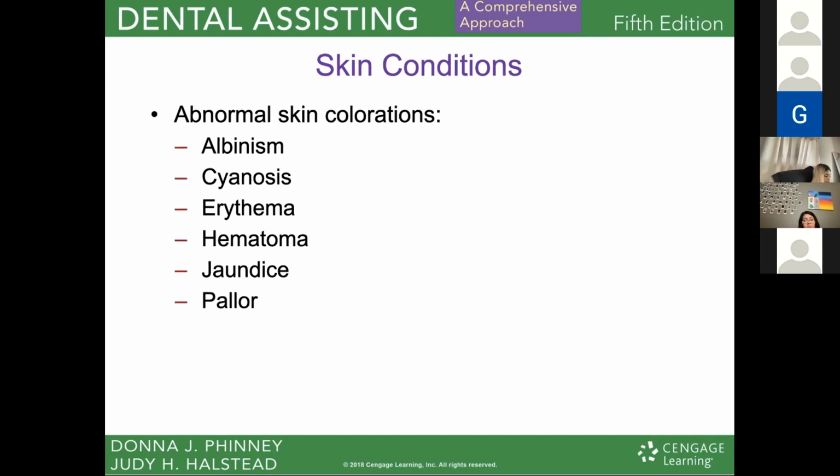Erythema is like a redness in the skin, sort of like an inflammation. Hematoma is basically a bruise. Jaundice is when we have yellowing skin color because there's something wrong with the liver. And then pallor is when there is no blood getting to the skin, which causes the skin to become very pale.